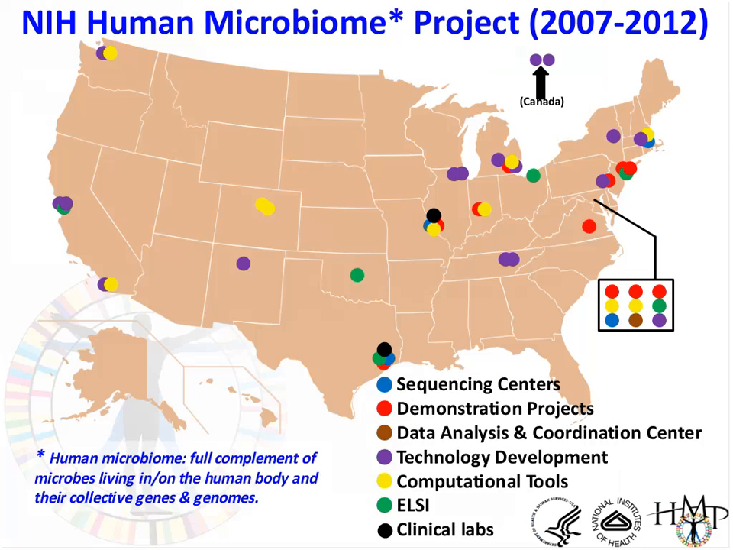Just to give you a big picture view, this was quite a large undertaking. You can see I've listed them all over the country: sequencing centers and demonstration projects and clinical labs and so on. This entire activity was undertaken as a research network consortium. There were 300+ scientists across 80 different institutions involved in the collection and analysis of these data. And here I want to just tell you that the NIH definition of human microbiome is the full complement of microbes living in and on the human body and their collective genes and genomes. Sometimes you'll see different definitions.